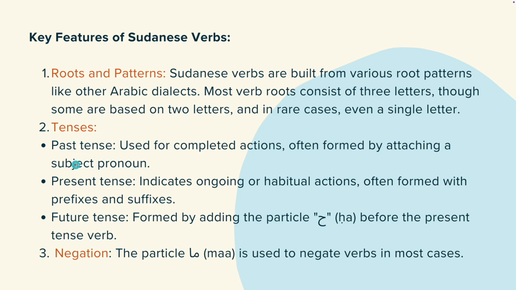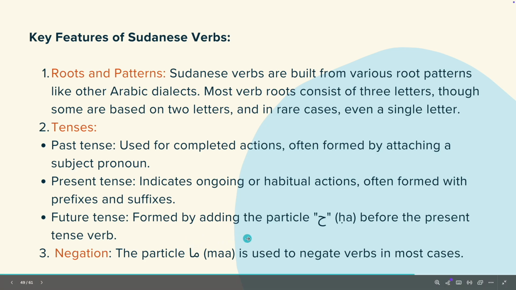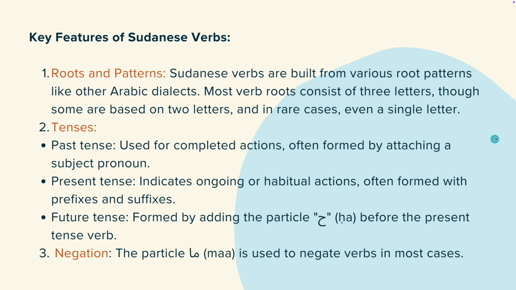Number two is tenses. We have three tenses in Sudanese Arabic. We have the past tense, used for completed actions, often formed by attaching a subject pronoun. And then we have the present tense, which indicates ongoing or habitual actions, often formed with prefixes and suffixes. And then the future tense, which is formed by adding the particle ha before the present tense verb. And lastly, number three, negation. The particle ma is used to negate verbs in most cases.